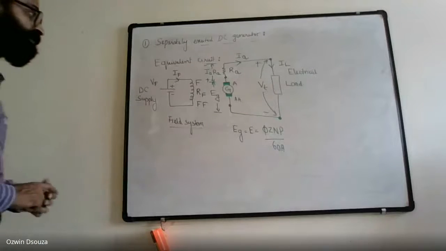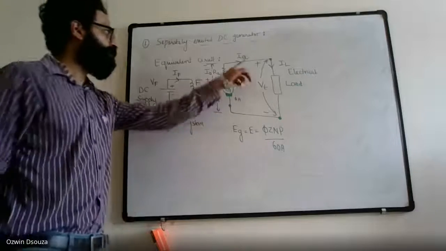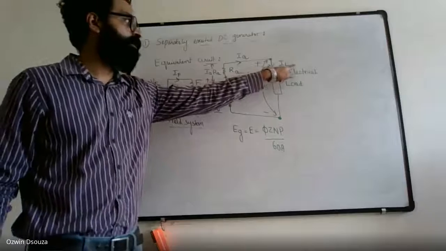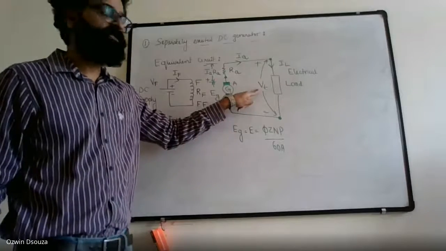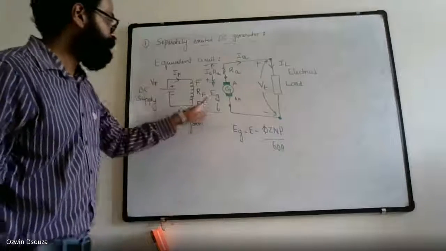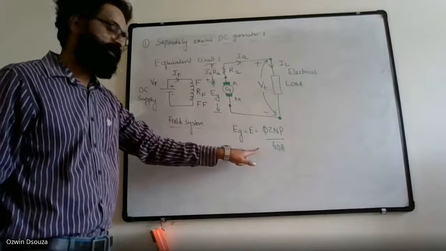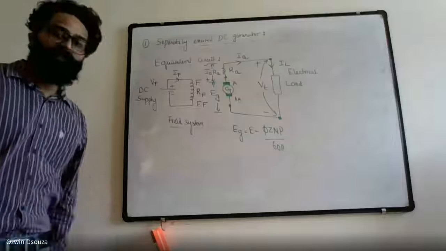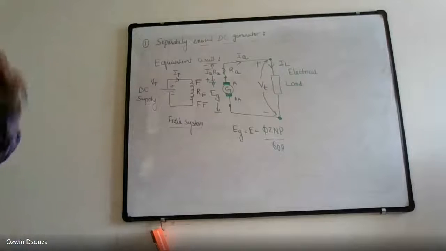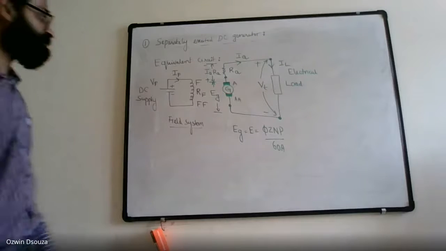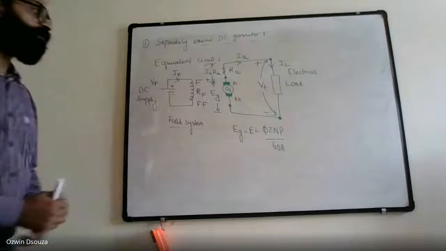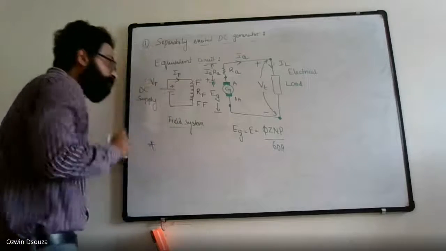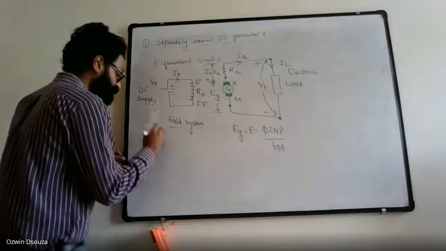You have marked different currents and voltages. IA stands for armature current. IL stands for load current. VT stands for terminal voltage. EG stands for the EMF generated in the armature. RA refers to armature resistance. RF refers to the field resistance. All right. Next. Observation.